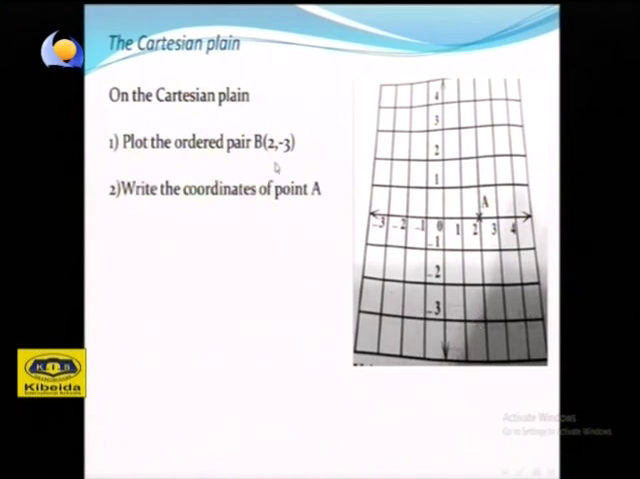Number 2, he wants me to write the coordinates of point A. It's clear that point A lies on the x-axis. That means the y-coordinate will be 0, and it is actually (2, 0).